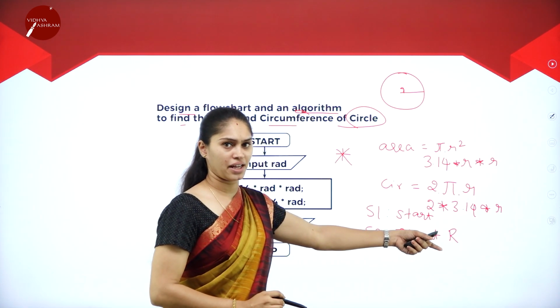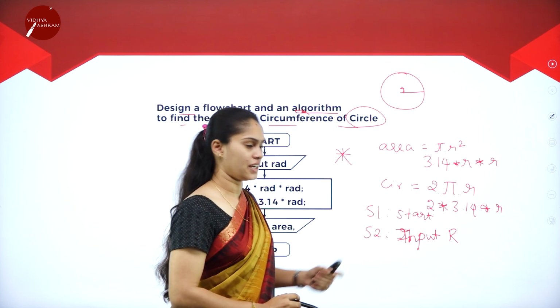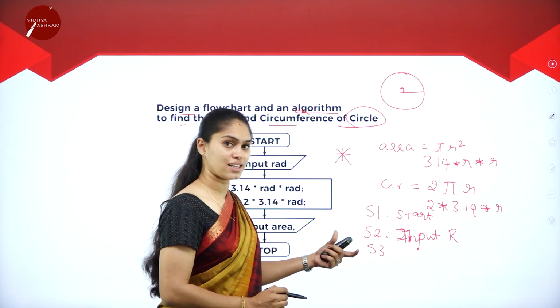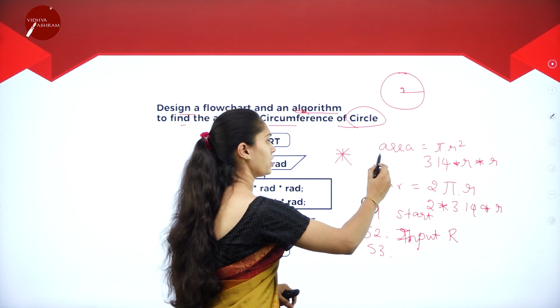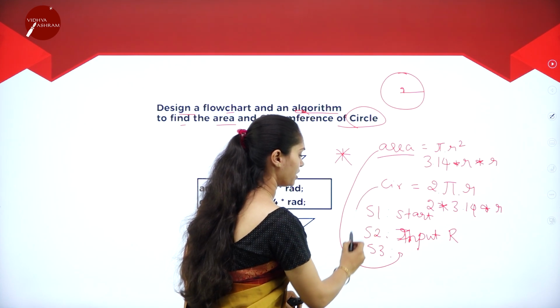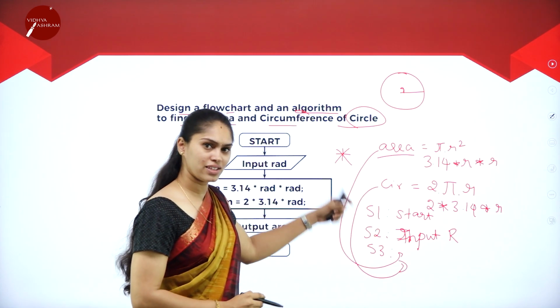You can give any name, but it must follow the identifier rule. Then step 3, that is calculation. How am I going to do that? Here I am going to take the area as a calculation part along with the circumference. So I am done with the calculation.